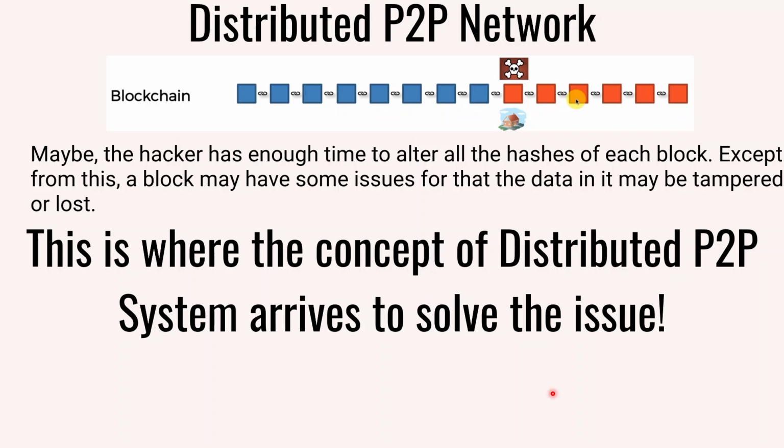In the distributed peer-to-peer network, we will take the concept of the immutable ledger to the next level. So here we consider that maybe the hacker has enough time to alter all the hashes of each block. And apart from hackers, a block may have some issues with the data in it, or it can be tampered with or lost by any outside factor. So this is where the concept of the distributed peer-to-peer network system arrives to solve the issue.